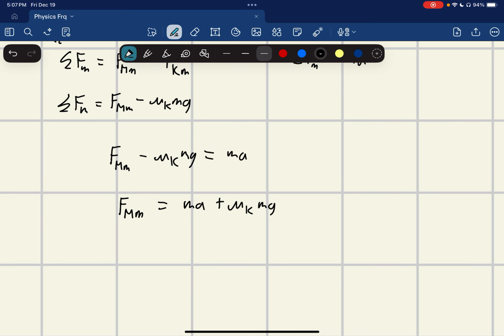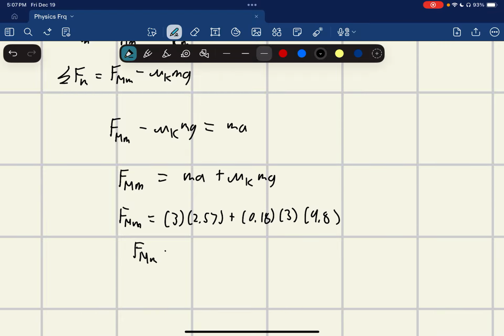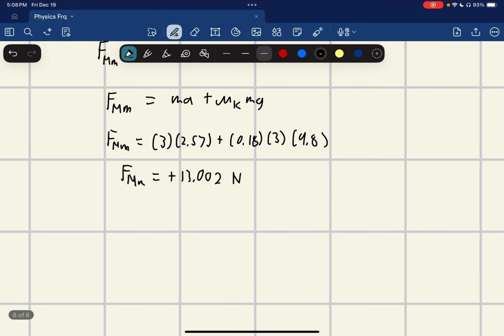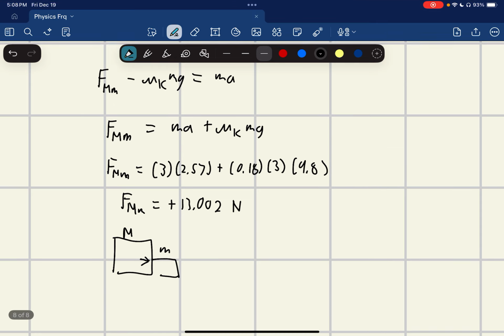And here I would just plug in the values that were given to us in part I, so the contact force is equal to 3 times 2.57 plus 0.18 times 3 times 9.8, which is equal to positive 13.002 N. And the contact force would be positive because it's asking for big M to small m, since big M is the one on the left and small m is the one on the right. So that's why it's positive.